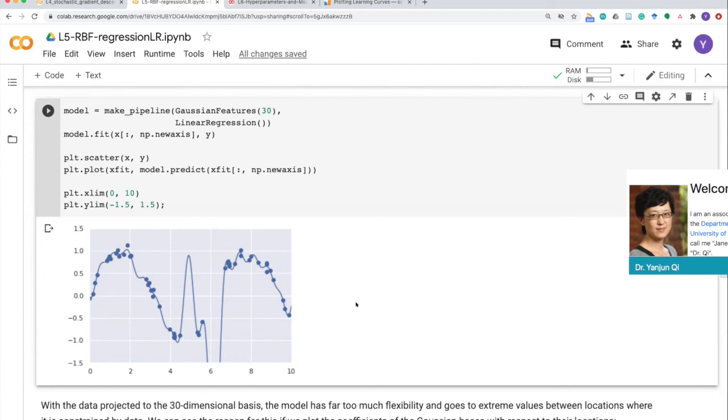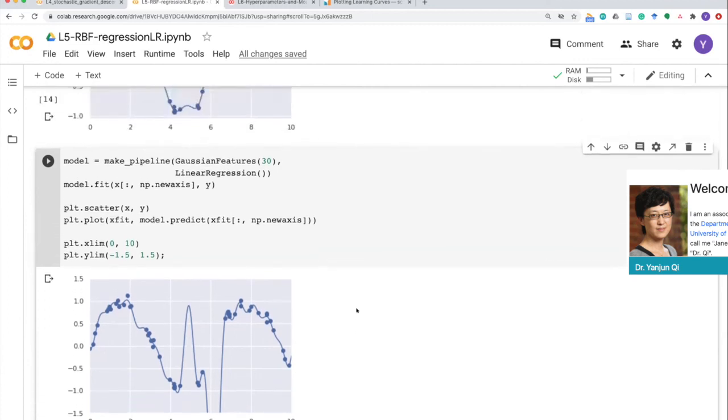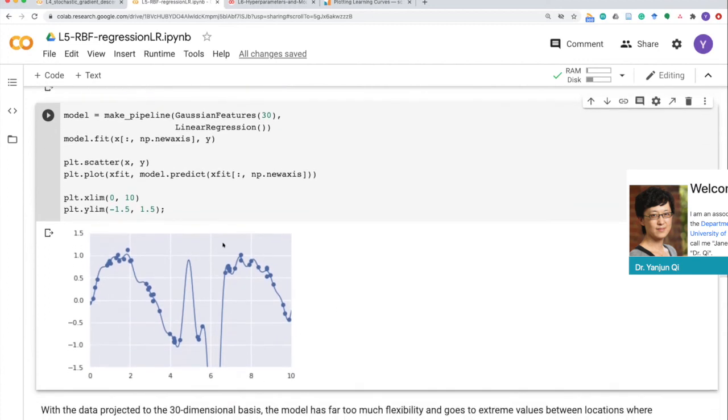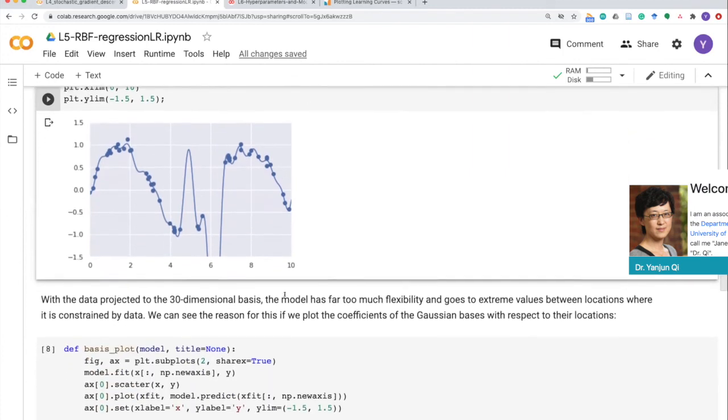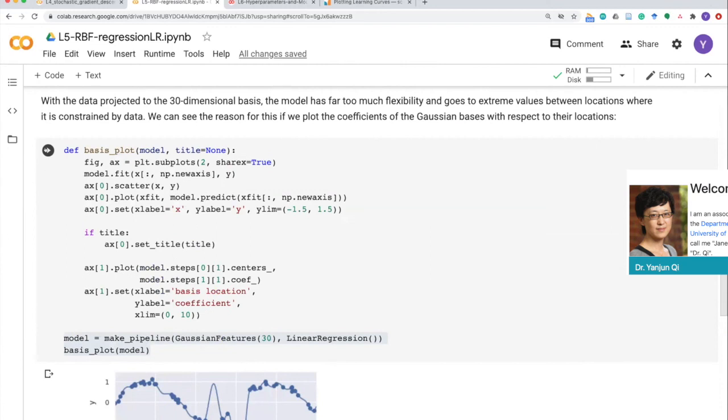All right, so remember this. If you have too flexible a model, at some regions where there are no good training points, we don't have enough training points, the model will behave really wildly, because it just doesn't know how to behave, because you don't give supervision there. All right, let's just see one more.